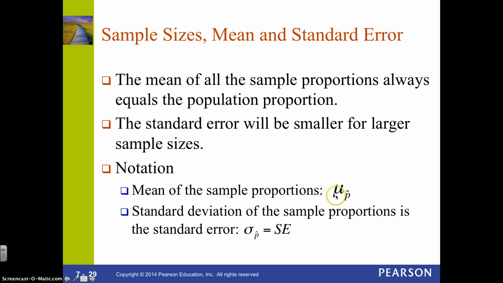The mean, so this will be the population mean of all the sample proportions, will equal the population proportion, which we call P. And the standard deviation of the sample proportions, which we call the standard error, we can abbreviate like this. So it's the standard deviation of all the sample proportions, otherwise known as the standard error.